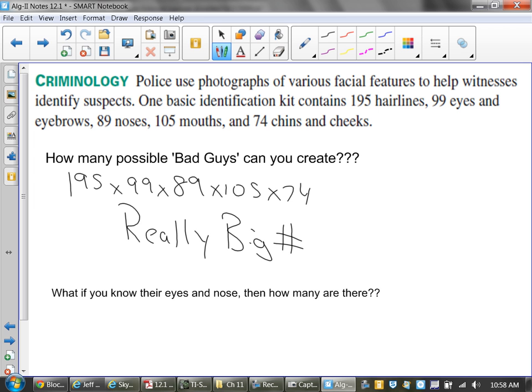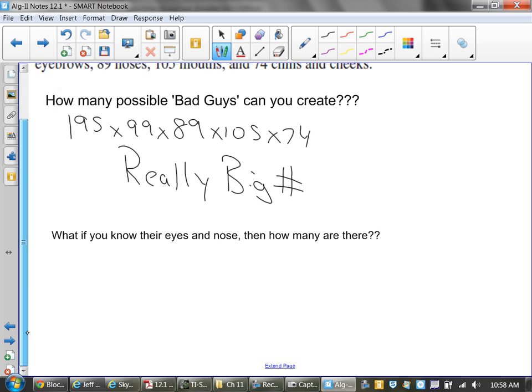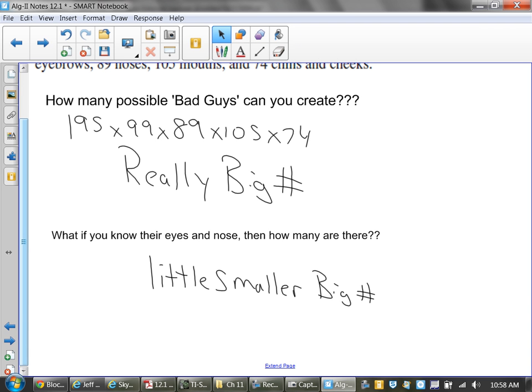That's a good look. What if the person was wearing a ski mask or a welding mask, and this is all you saw? Then there would only be, it's still a little smaller big number, it's only 8,000. Because you saw the eyes and the nose, which means there's just one option for both of those.